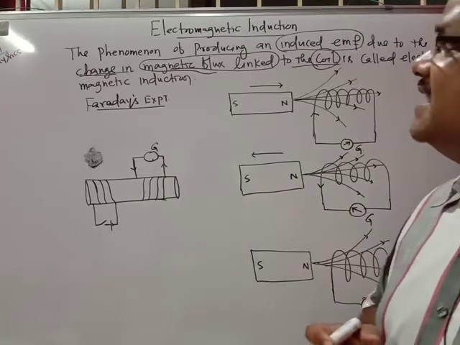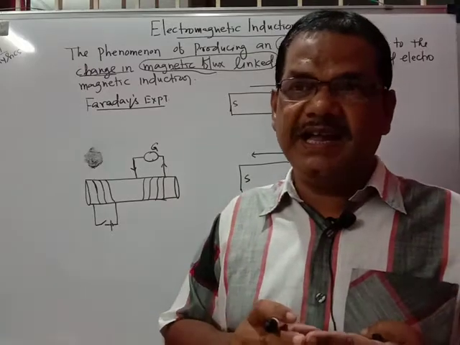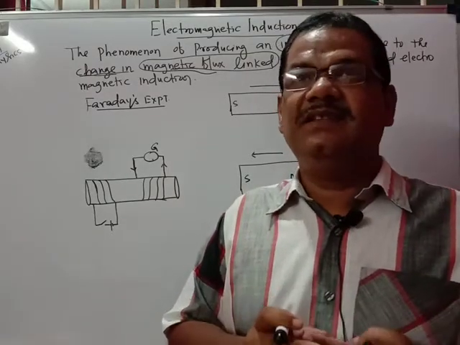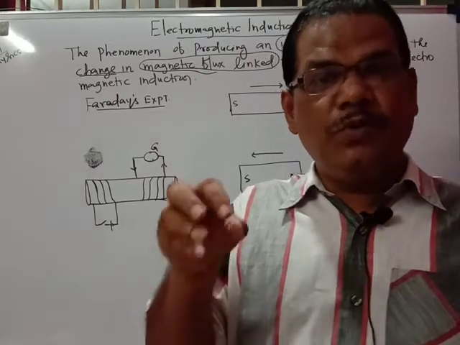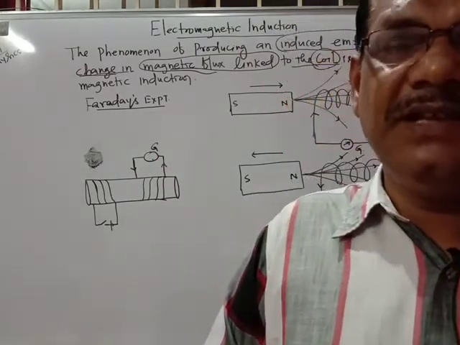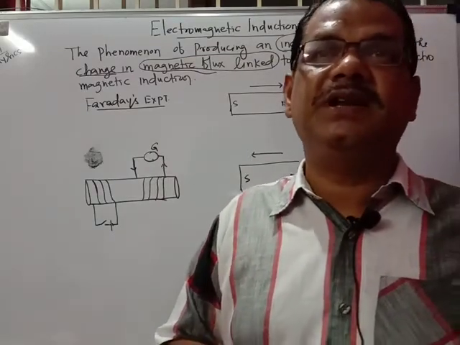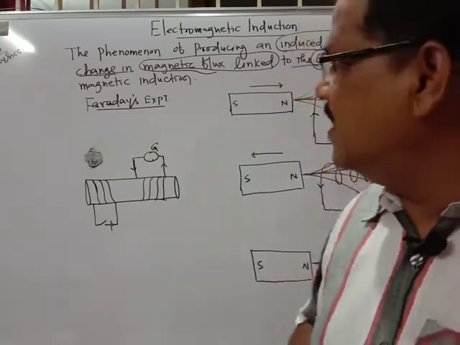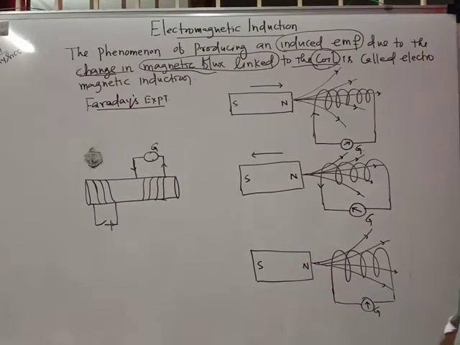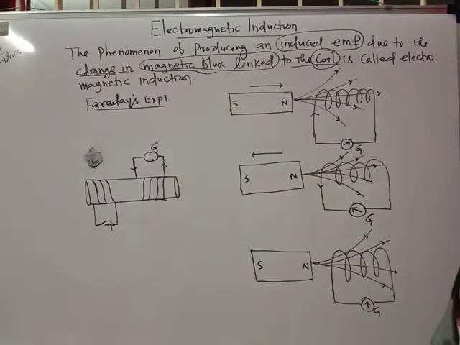So how do you get the change in magnetic flux? If the magnetic field strength is varied, then you can get the change in magnetic flux. If that change in magnetic flux links to the coil, current will be produced in that coil. That current is called the induced current, and whatever voltage you get is the induced EMF or induced voltage. This phenomenon was experimentally demonstrated by Faraday, which is called Faraday's experiment.